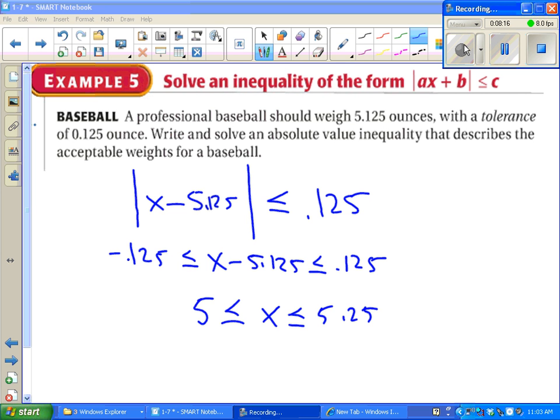After we're finished with that, we see that a professional baseball can weigh anywhere from 5 ounces to 5.25 ounces. Otherwise, it's not legal. And you can measure the weight of your baseball at home. If you have one, it should be right in there if it claims to be a professional baseball.